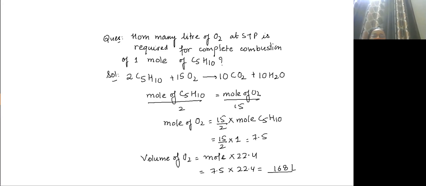Dear, balancing, you have to do it by hit and trial method. It will give CO2 plus H2O. And this is 5 carbon. Hydrogen is 10, so it becomes 5. Now oxygen is 10 plus 5, 15. So it will be 15 by 2. So multiply whole equation by 2, it becomes this.